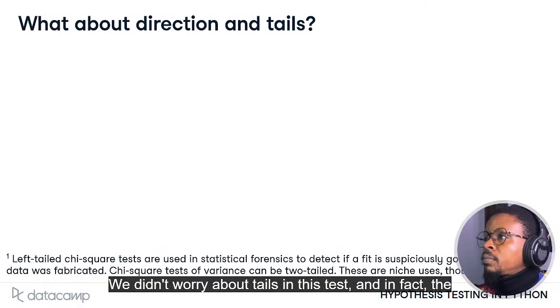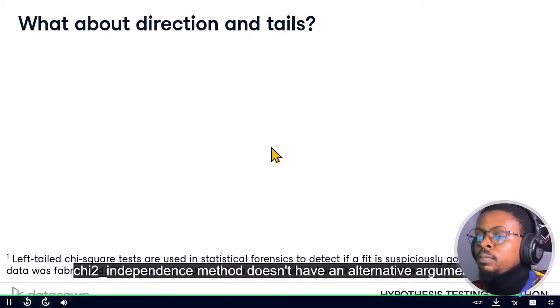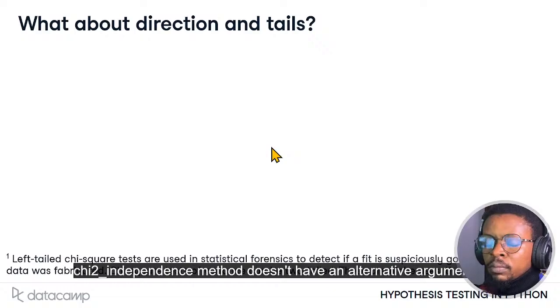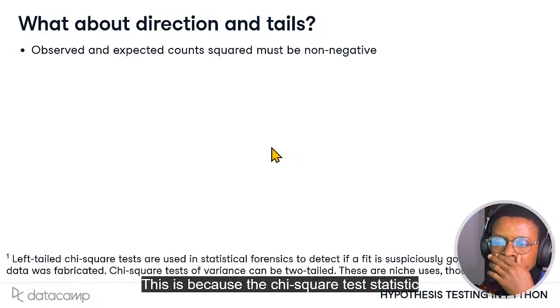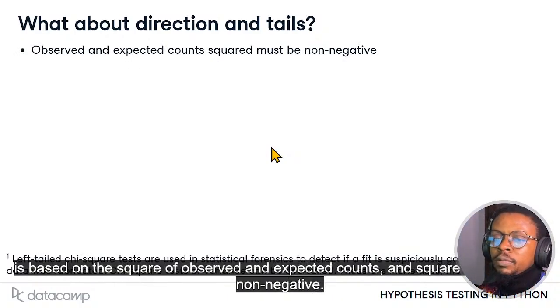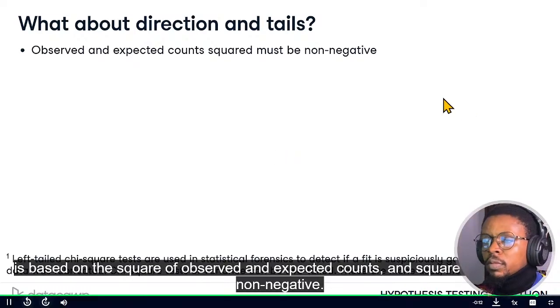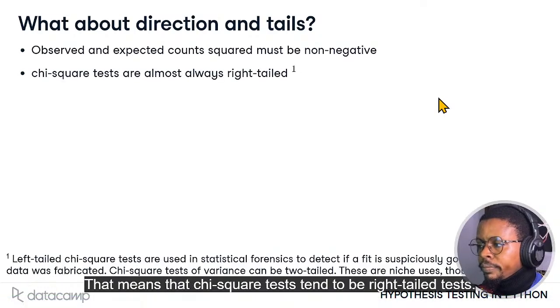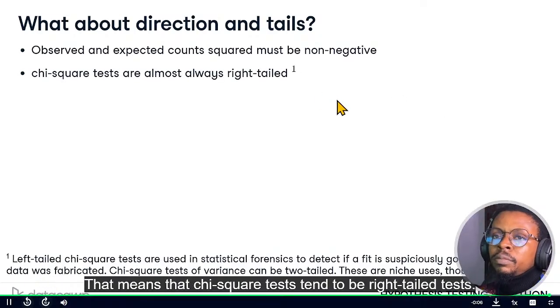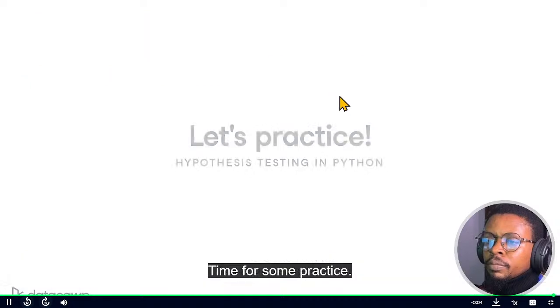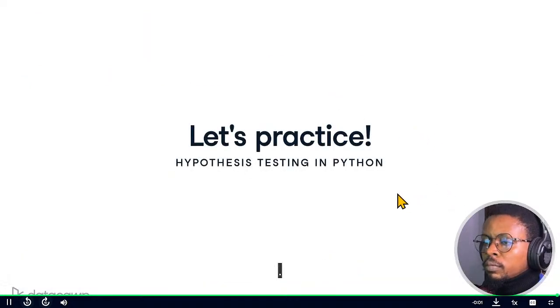We didn't worry about tails in this test, and in fact, the chi-square independence method doesn't have an alternative argument. This is because the chi-square test statistic is based on the square of observed and expected counts, and square numbers are non-negative. That means that chi-square tests tend to be right-tailed tests. Time for some practice.